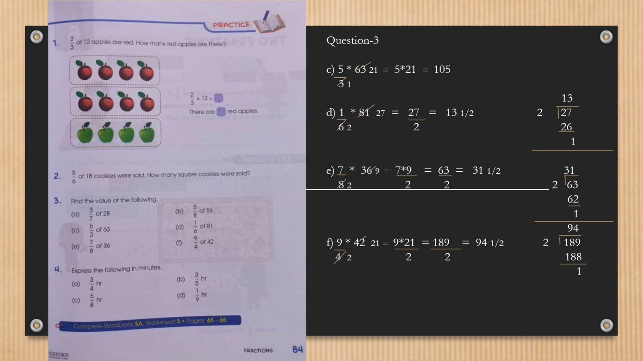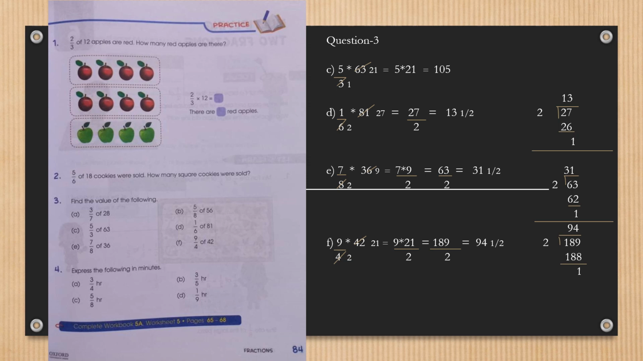Now in part D, we have 1 divided by 6 multiplied by 81. First we cancel out 81 by 6, and still we have 1 into 27 divided by 2. 1 into 27 is still 27. So we write 27 divided by 2, and when we divide 27 by 2, we have 13 whole number 1 over 2 as an answer.